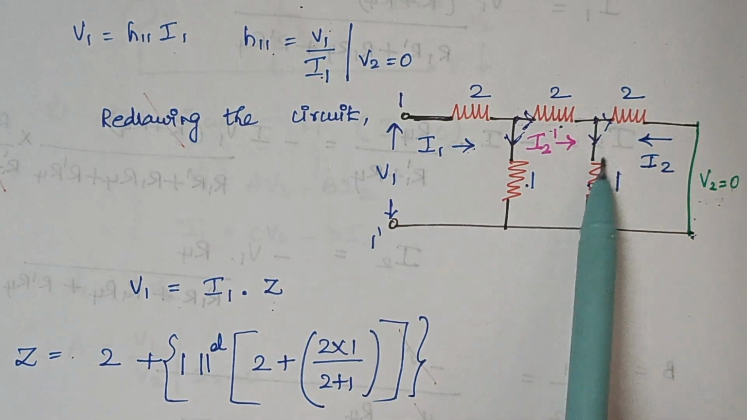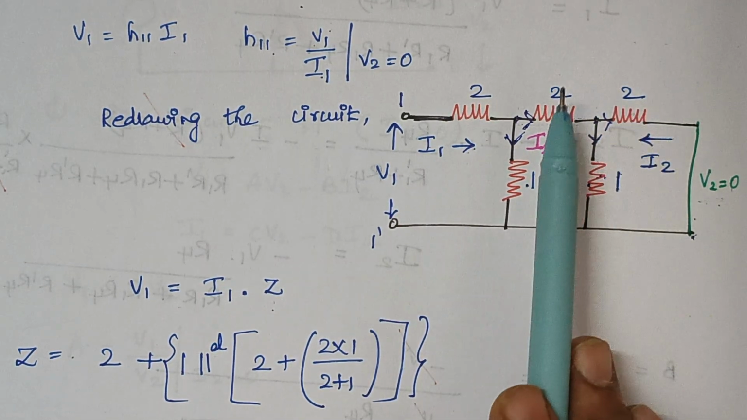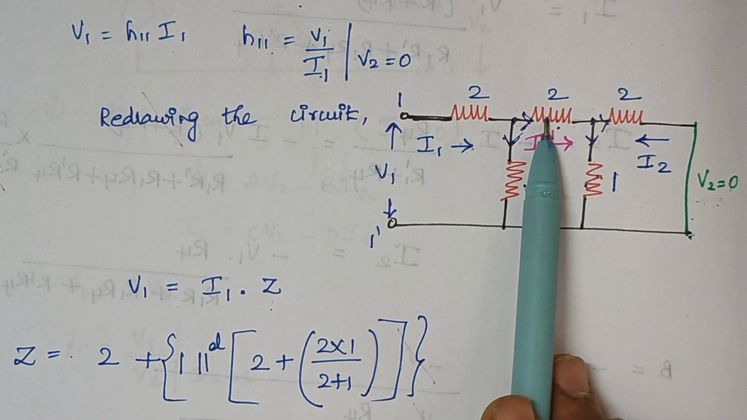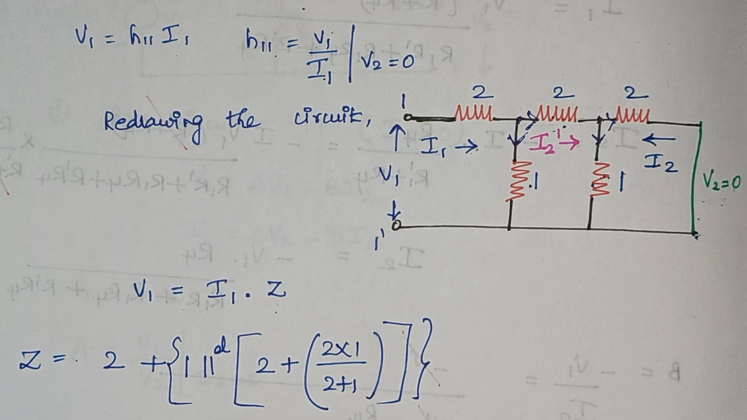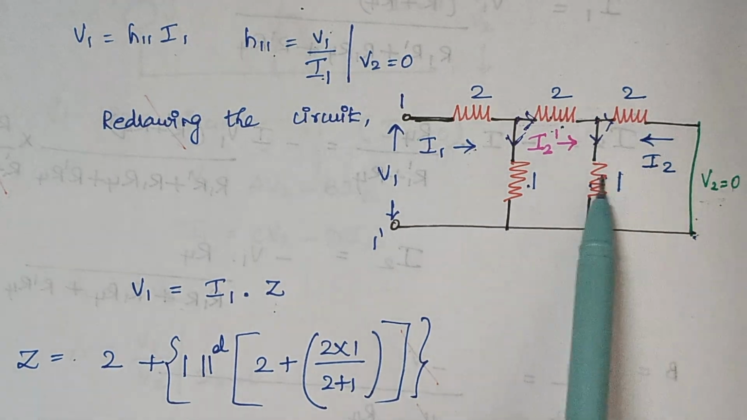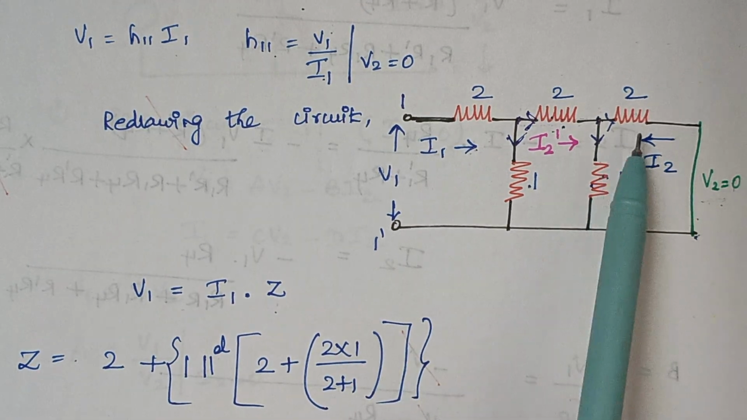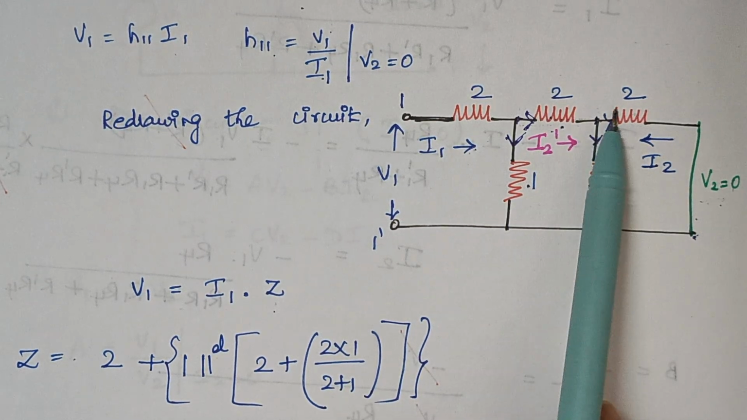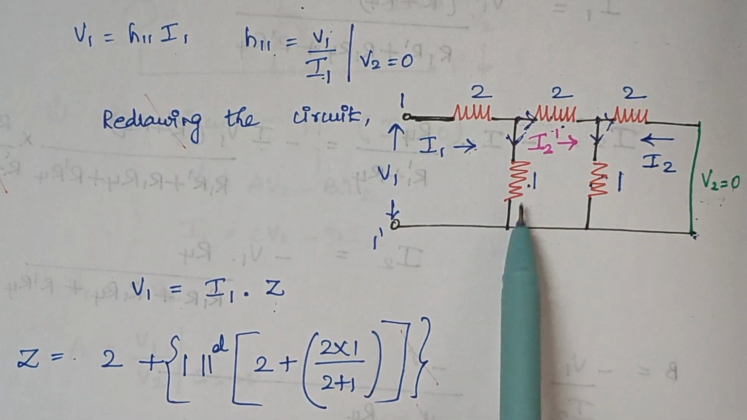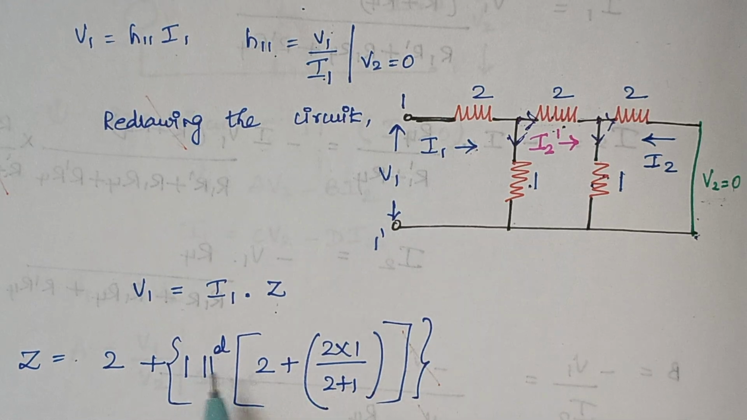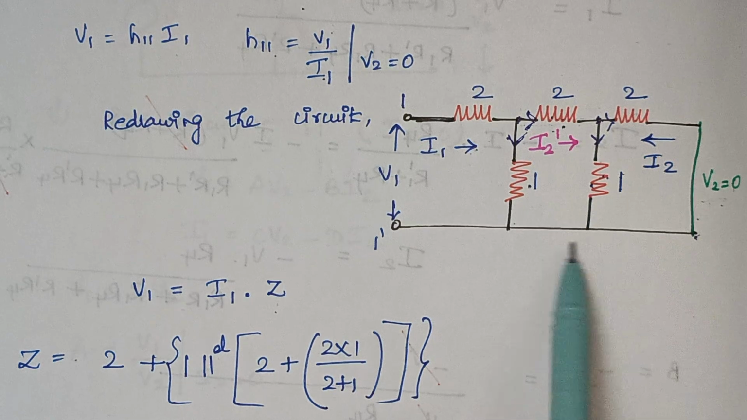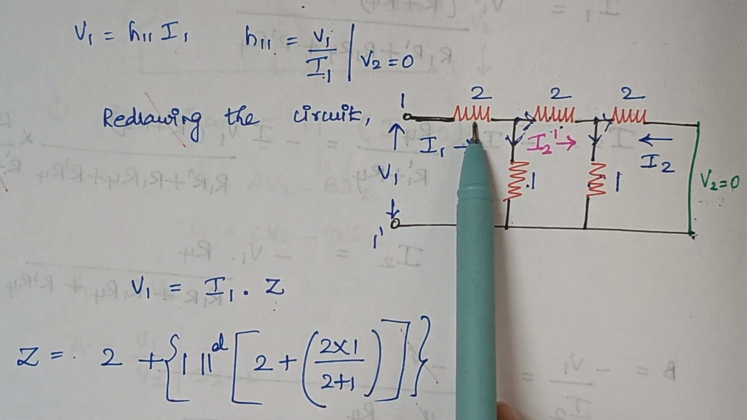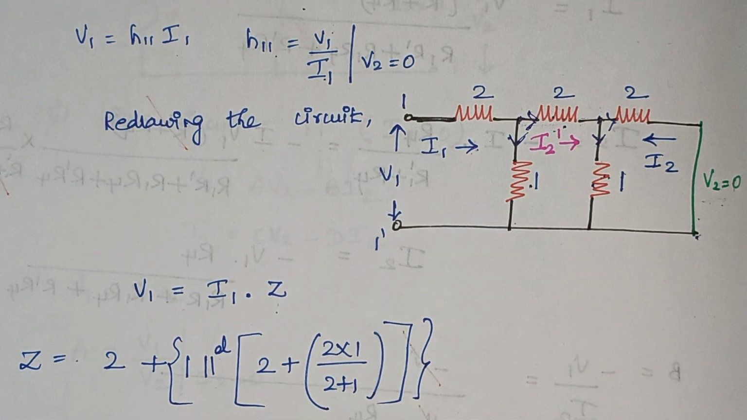This combination comes in series with this 2 ohm. When two resistors are in series, we simply add. So that is 2 plus this combination of resistances. And again this entire combination is in parallel with this 1 ohm, so 1 parallel with this. And finally this entire combination is in series with this 2 ohm. So here it is 2 plus. Am I making things clear?